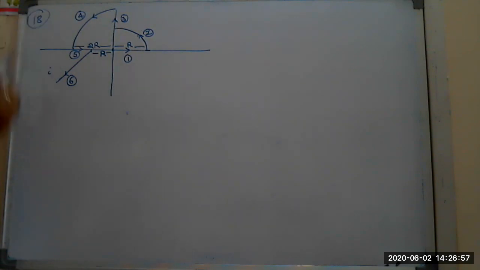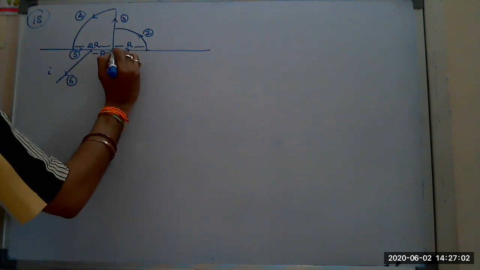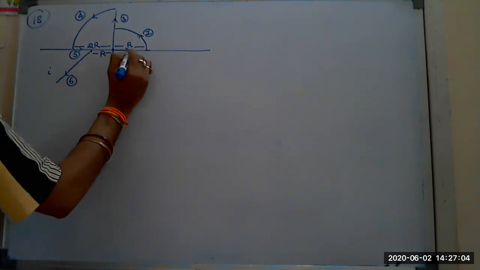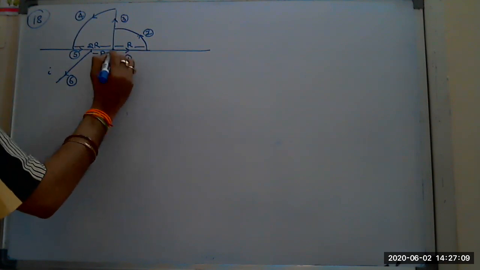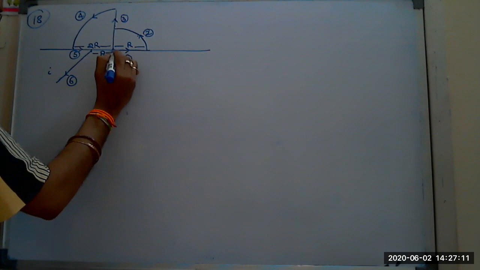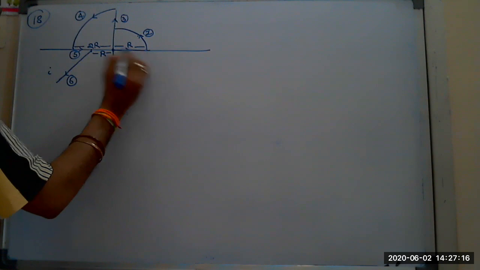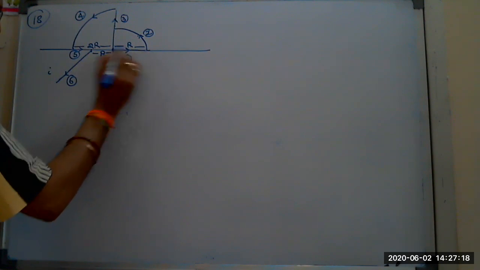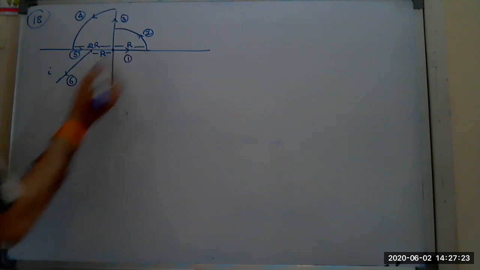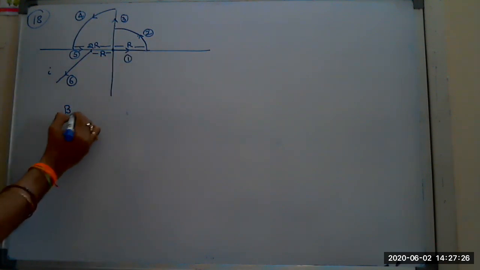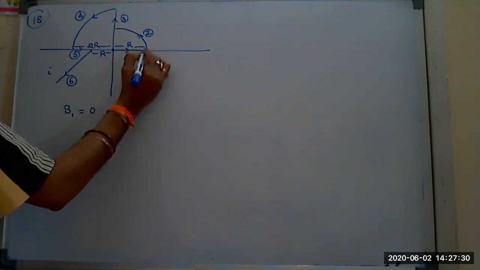This is problem number 18. In this problem, one wire is bent like this, starting from the origin. One part of the wire is taken along the x-axis, the first part. We are going to find the magnetic field at the point due to this wire. When the point is on the wire, it is considered as a point on its axis. The magnetic field on the axis of a current carrying conductor is equal to 0. So B1 equals 0.